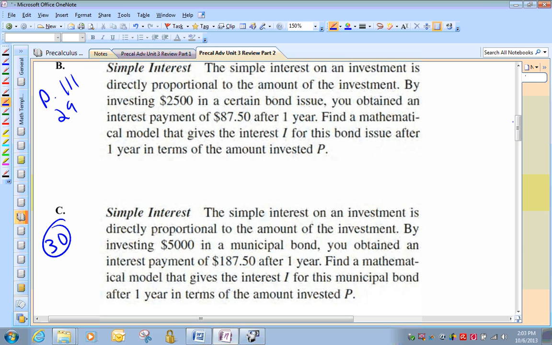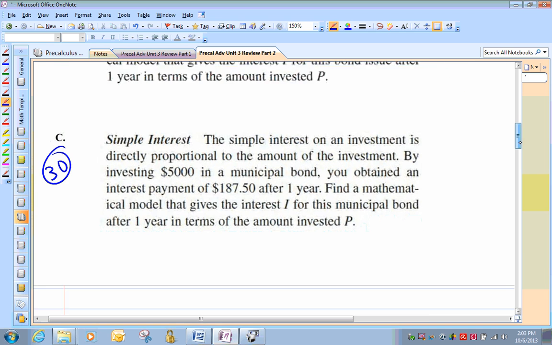I want you to work that as your example, and you can get that answer in the back of your book to make sure. Just so you know, the final answer would be I equals 0.035p. Okay, so make sure when you work that one, that's the answer you get, and you can base it off this next one that we're going to work together.